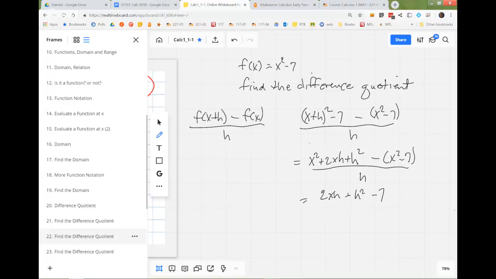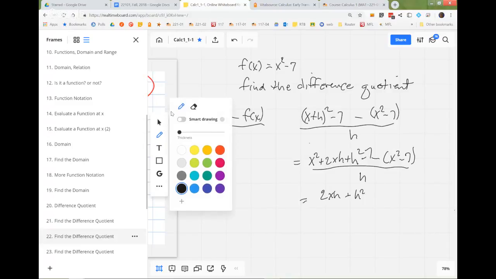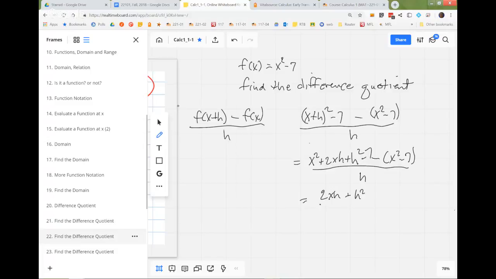I'm sorry. You know what? I forgot the minus 7 here. When you square x plus h squared minus 7, you get x squared plus 2xh plus h squared minus 7. And then, all right, what's going to happen when you do minus 7 minus a negative 7? The 7s are going to drop. So let me get rid of that. And then you'll have that h on the bottom.